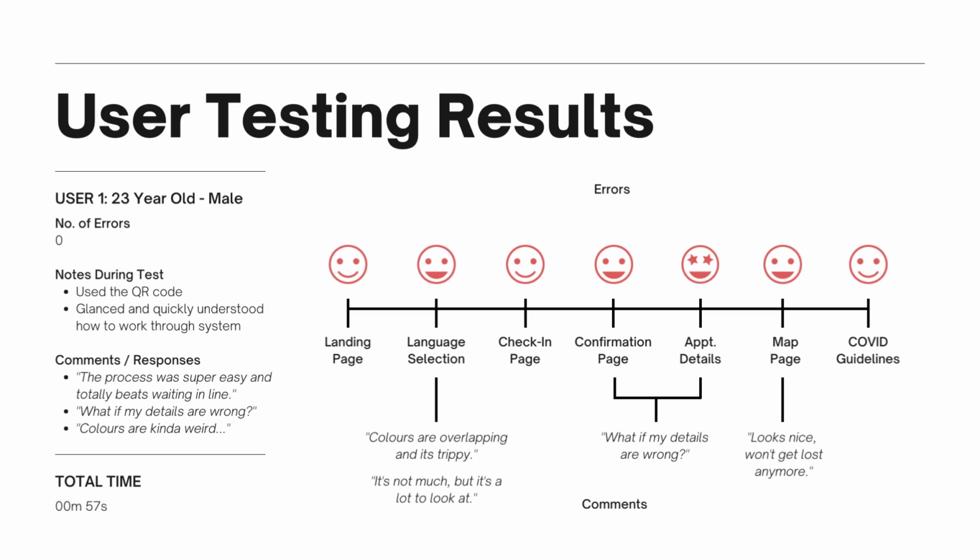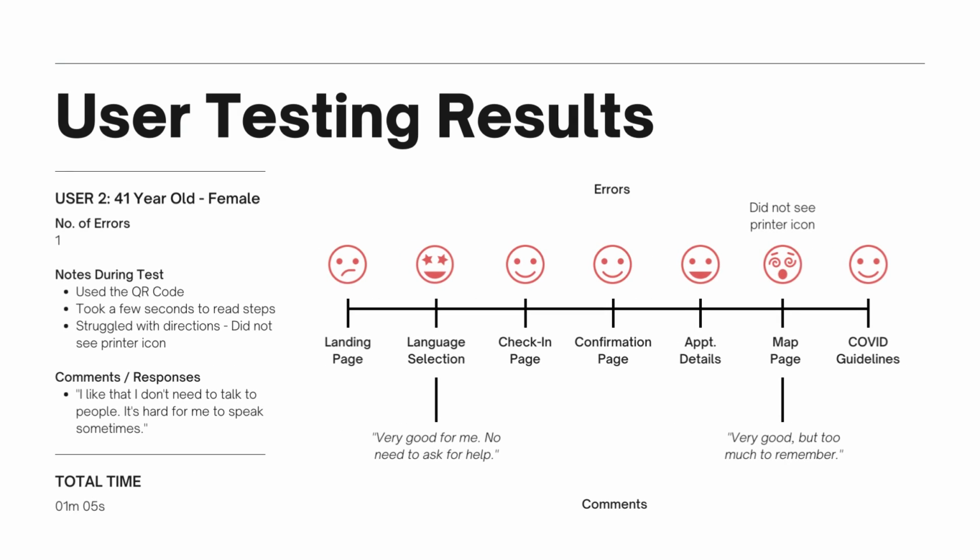However, points they highlighted that could be improved included that they disliked the color and said that it was not much, but it was still a lot to take in. To emphasize this, they said that the font was too big on some pages and the green color could be altered. As well as this, they highlighted the pain point that appointment details may appear to be wrong, so what can the system offer to fix this?